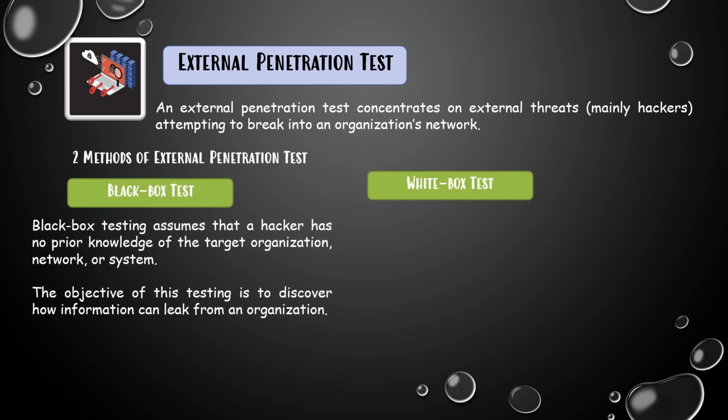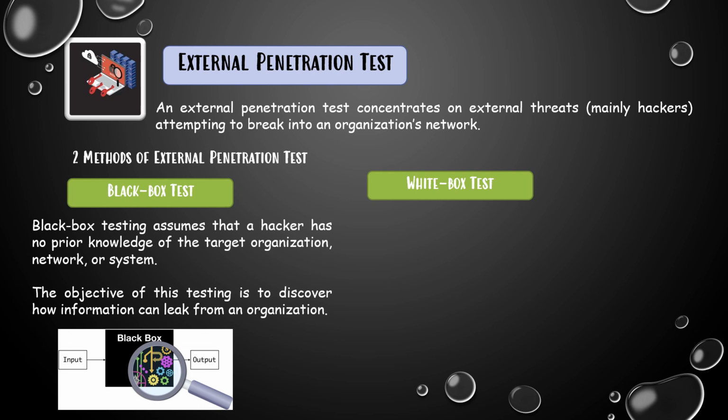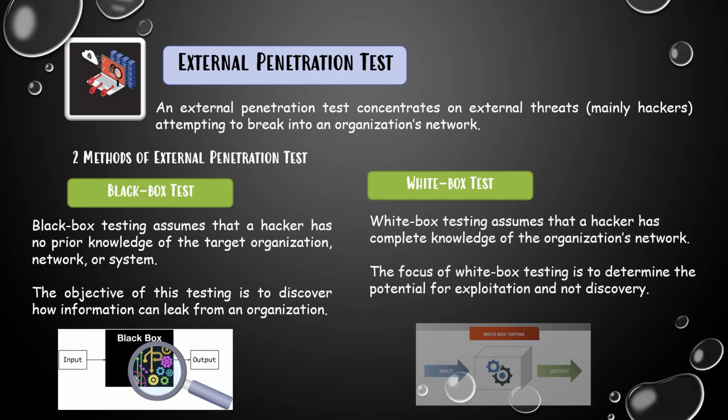A black box test assumes that a hacker has no prior knowledge of the target organization, network, or system. The objective of this testing is to discover how information can leak from an organization. While the white box test assumes that a hacker has complete knowledge of the organization's network. The process of white box testing is to determine the potential for exploitation and not discovery.